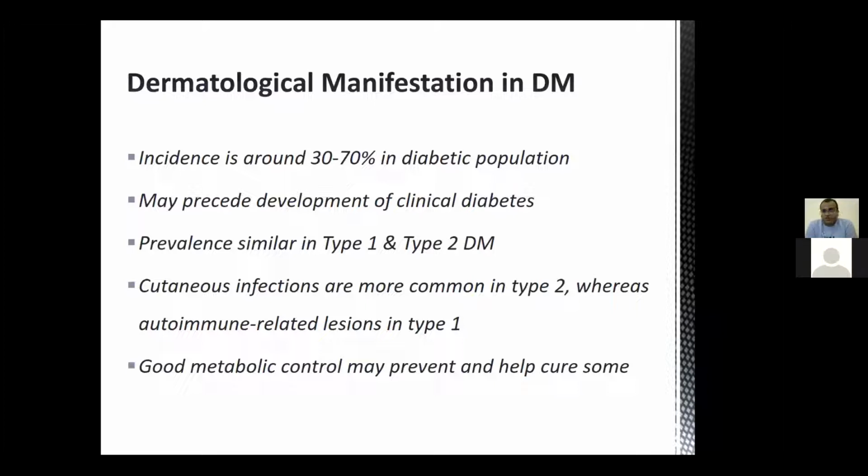Incidence is around 30 to 70%. Prevalence in both type 1 and type 2 is similar. Good metabolic control may prevent and also help in the cure. And most important is that dermatological manifestations may precede the development of clinical diabetes.